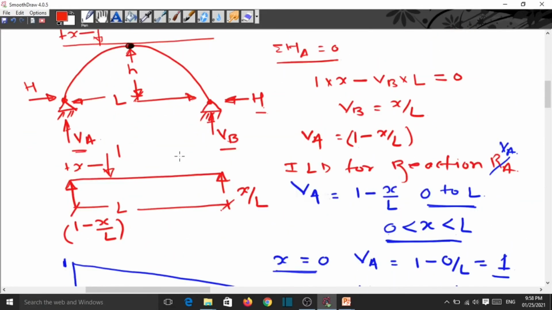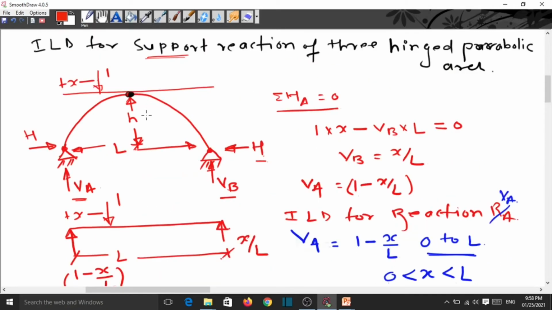What is here? When this load application is from 0 to L by 2 only, up to here, take the bend moment at this hinge, but take from the right side. When the unit load is between 0 to L by 2, take the bend moment at the crown from the right side.